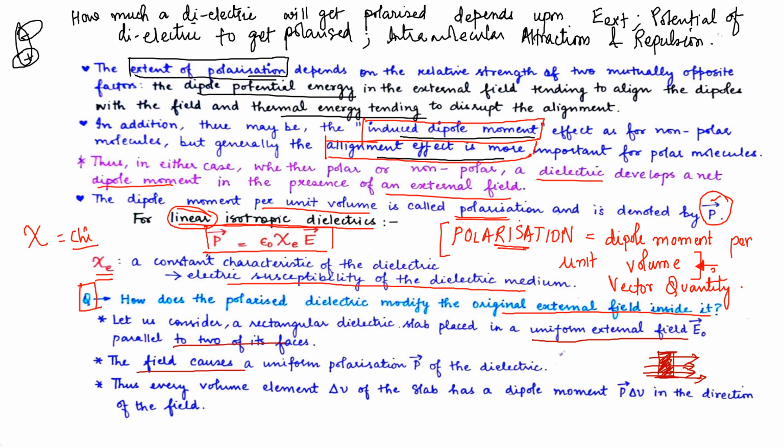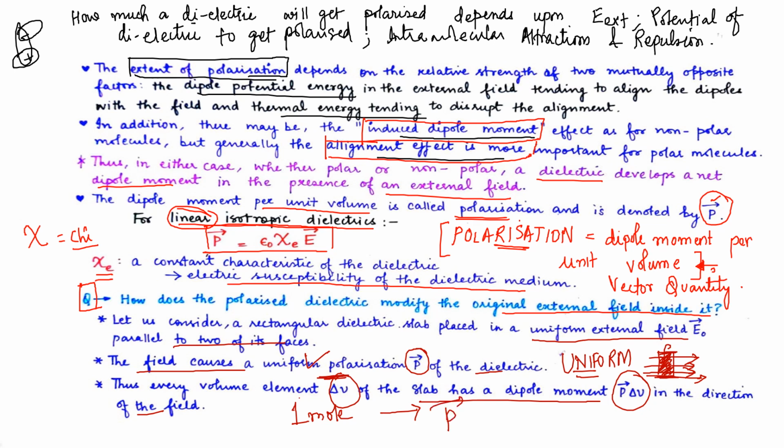The field causes a uniform polarization P of the dielectric. So as the field is uniform and our dielectric is uniform, everything is uniform, what happens? They will start uniformly polarizing. Thus, every volume element del V of the slab has a dipole moment P del V in the medium of field. One molecule, how much dipole moment will it have?